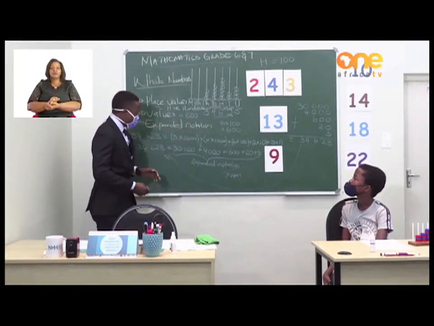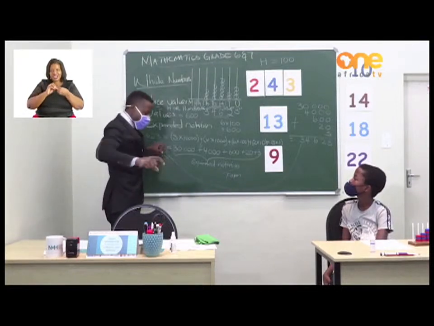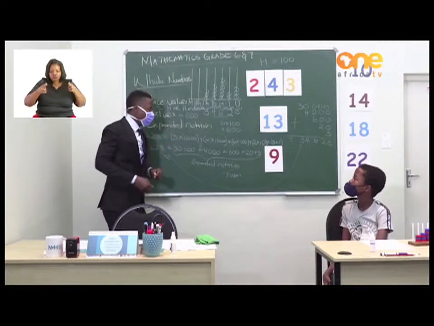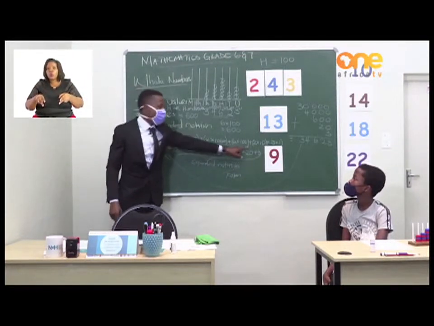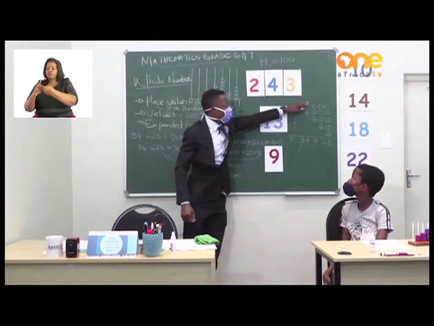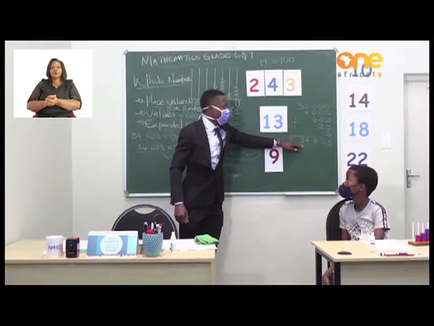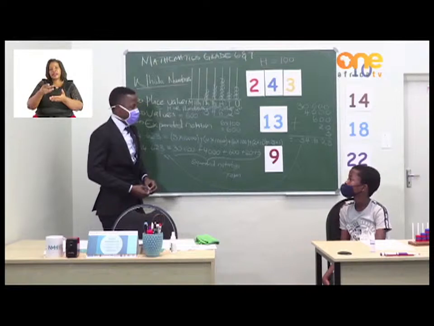Expanded notation, you take a number, and then you make it large in such a way that we have addition in the middle. Addition in the middle, that will also prove to you that you can still come back to the same number.